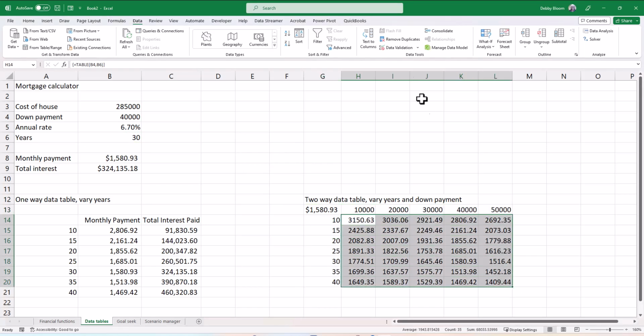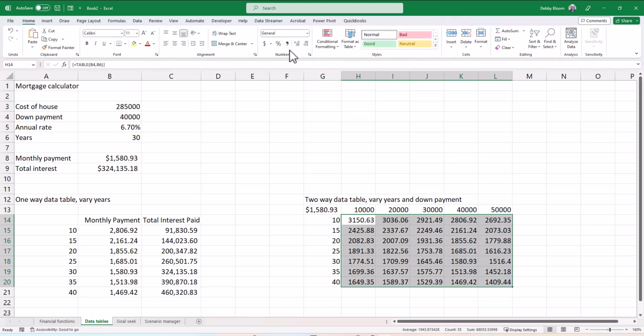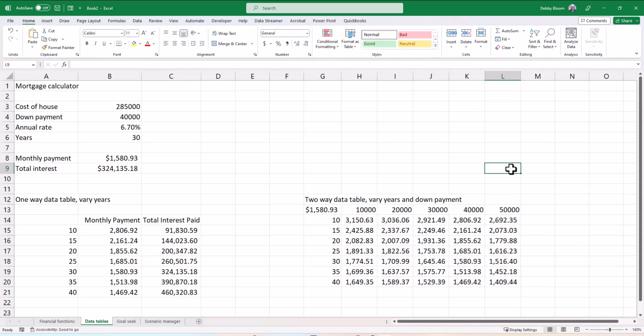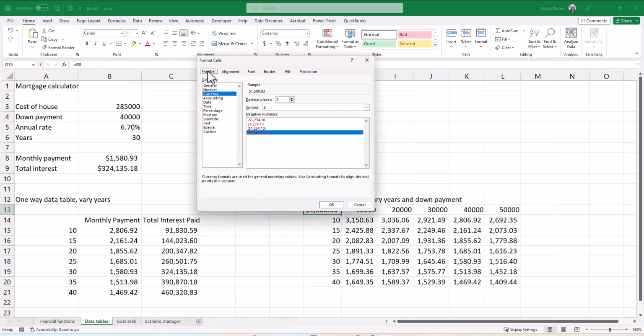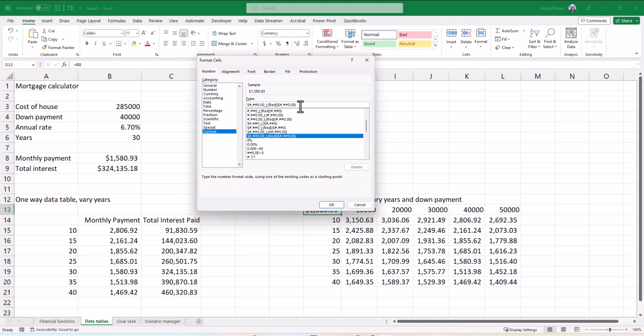Make this look a little bit nicer. So I'll go Home. Use the comma icon so we can see. And once again, click on the cell in the corner, which isn't very helpful. Making sure that I'm on the Home tab, number group, little arrow. Making sure that you're on the number tab, custom, delete whatever's in there, double quote, down payment, / years. Close the double quote and click OK.